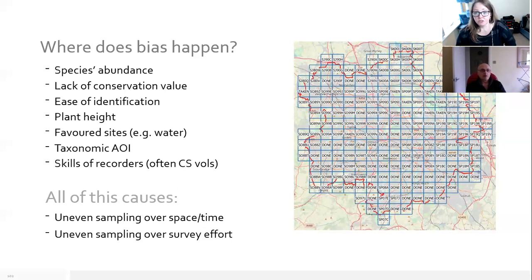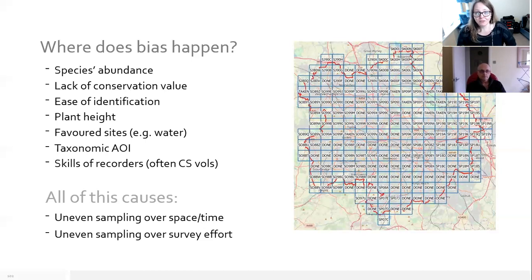Ease of identification. If an animal is easy to identify, it's easy to be confident and make a biological record. If you're not sure, then you're less likely to record something, which is a good thing, because it's better that people only record stuff they're sure about than make guesses and then have erroneous records submitted.